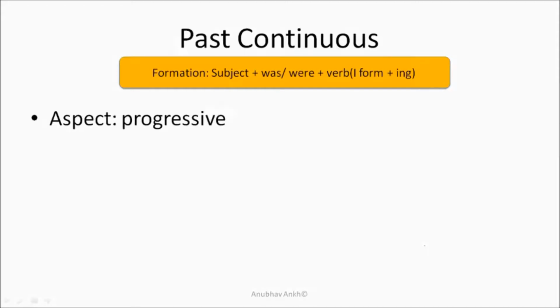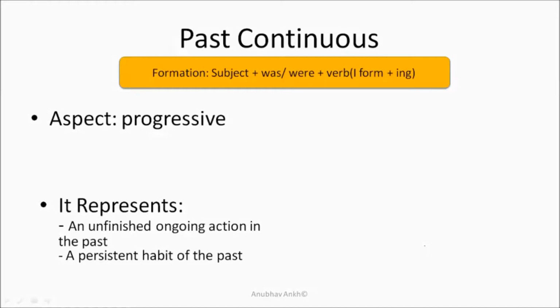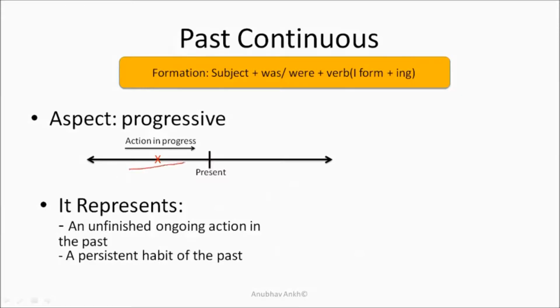Aspect क्या है? It's always progressive in the continuous tenses. Now, what does it represent? It represents an unfinished ongoing action in the past. See, we are in the past. A persistent habit of the past, something someone kept doing in the past.